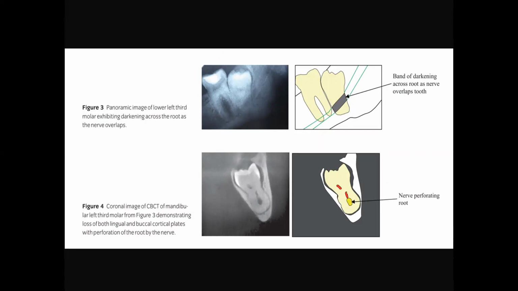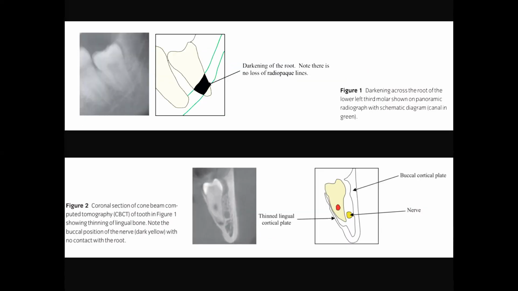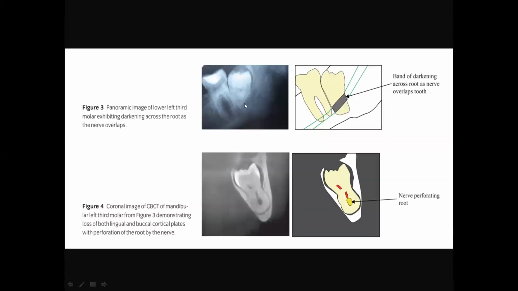Similarly, over here, you can see a darkening shadow present. Now you can see the darkening shadow is present, but the difference between this and that is that the cortical margin of the inferior alveolar nerve is visible over here, but it is not visible over here. So we can say that though it could be present on the buccal or lingual side, since the outer cortical line is not present, it could be passing through the center of the roots.